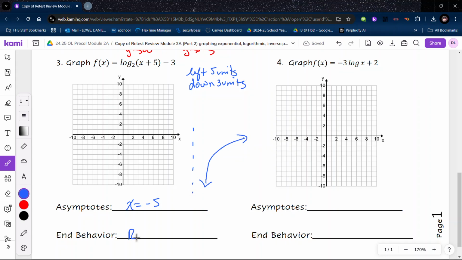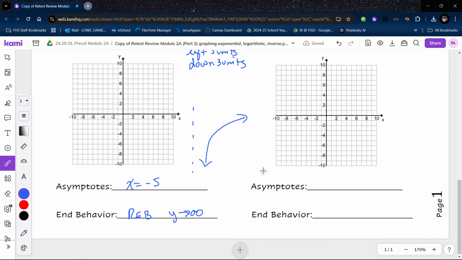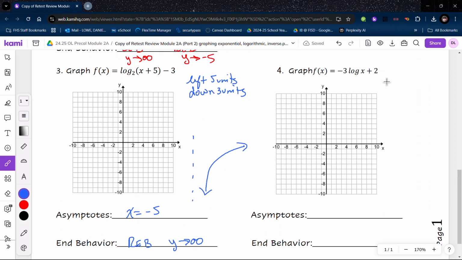So my end behavior, I'm just going to have a right end behavior, and that's going to be y approaching infinity. Okay, and if I look towards this one, I have a reflection in the x-axis because of this negative. I have a vertical stretch by a factor of 3 because of the 3 multiplied in front, and I am moving up by 2 units. So I know that the general shape of that graph, because of the reflection in the x-axis, is going to be a little something like that.